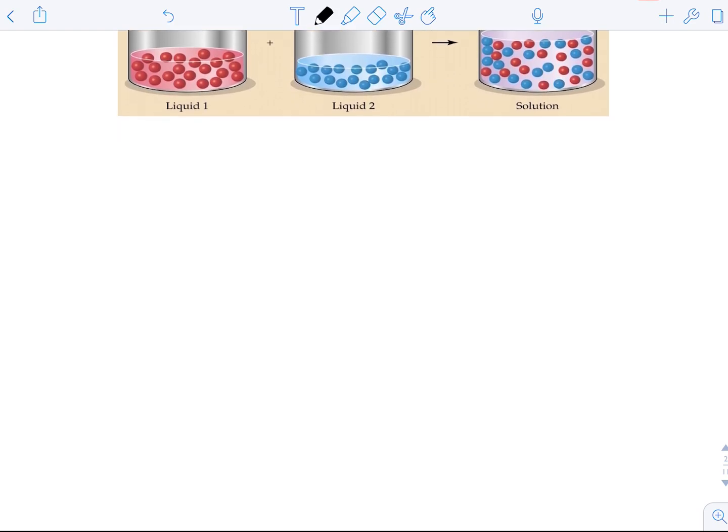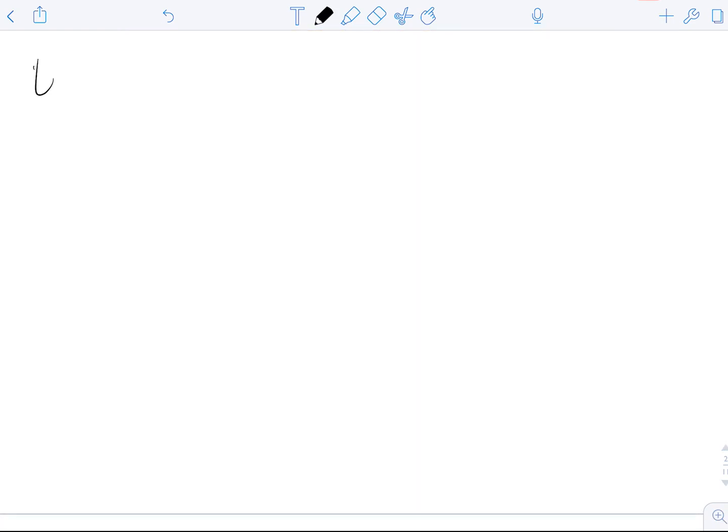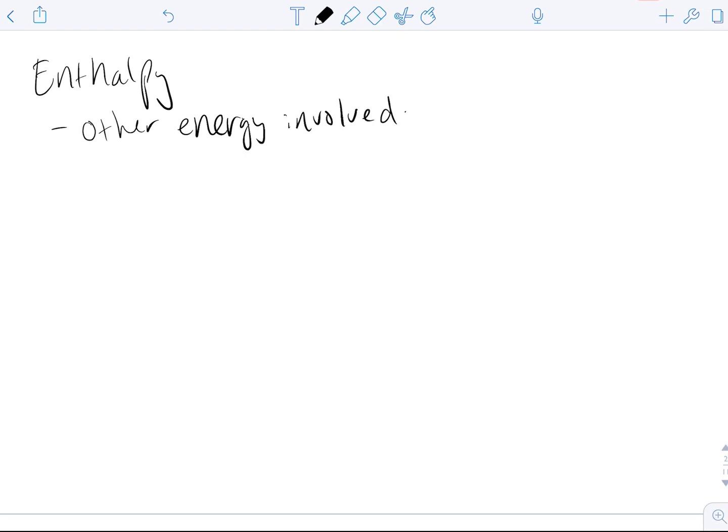Okay, now let's look at enthalpy. So we always want to make a solution according to entropy, but enthalpy is really going to determine whether we're going to make a solution or not. So this is going to be the other energy involved in solution making. In the solution process, I guess we can call it. And the overall enthalpy of our solution is called the delta H solution.